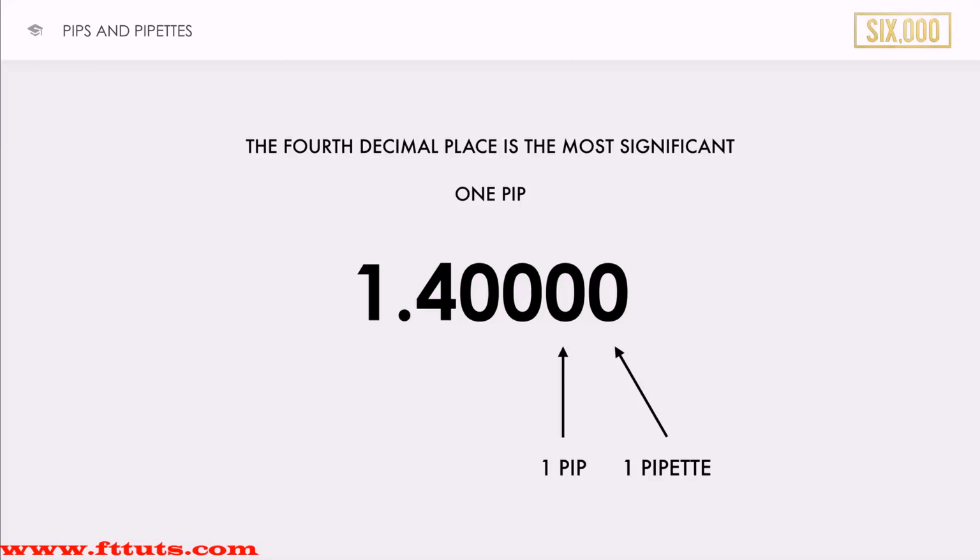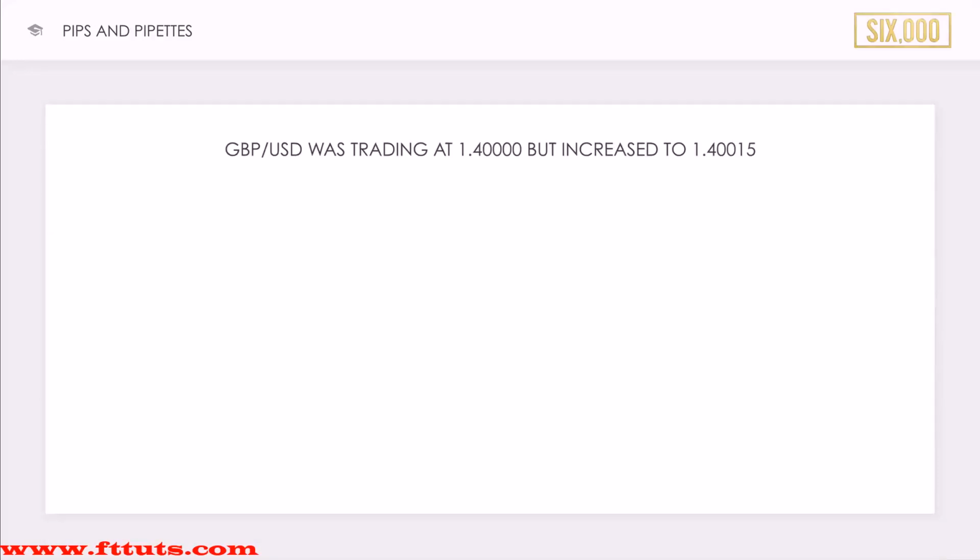In the previous example, of course, it was the 2nd decimal place that was the most significant. So this one is the 4th decimal place that is the most significant. Then we have 10 pips and so on. 100 pips, 1,000 pips, 10,000 pips. So let's say Great Britain pound US dollar was trading at 1.4 but increased to 1.40015. This is counted as 1.5 pips. Of course, because you've got the pipettes, so you've got 5 pipettes and 1 full pip. So this is counted as 1.5 pips.